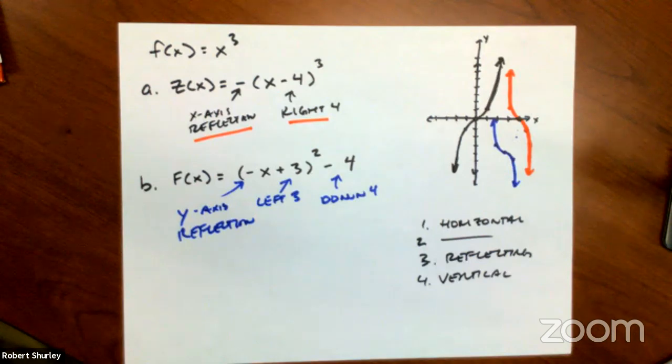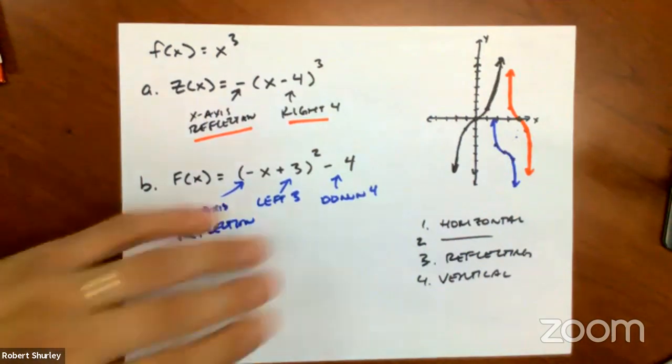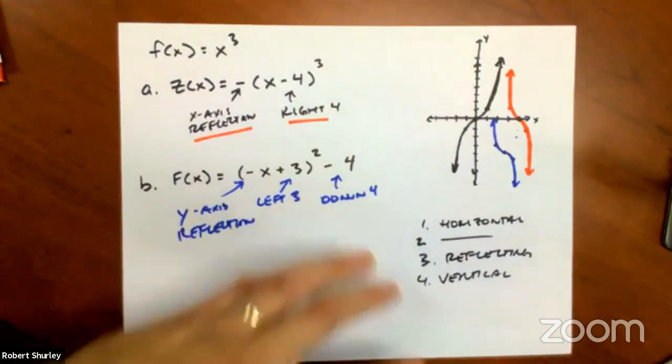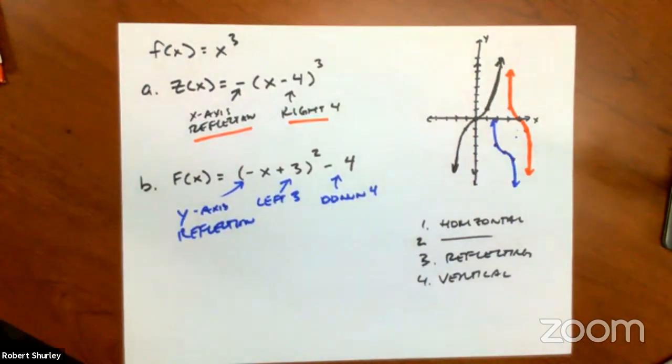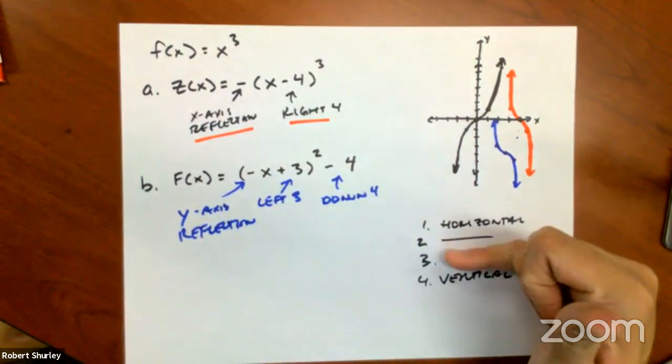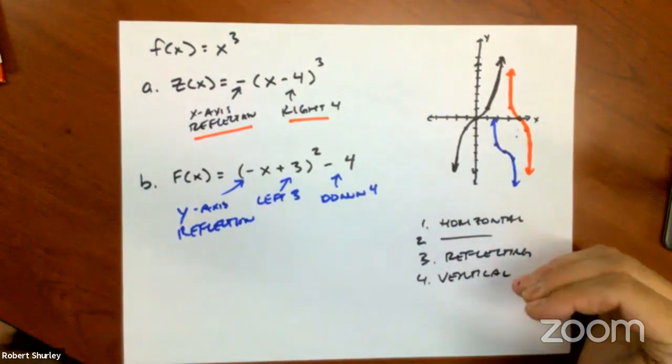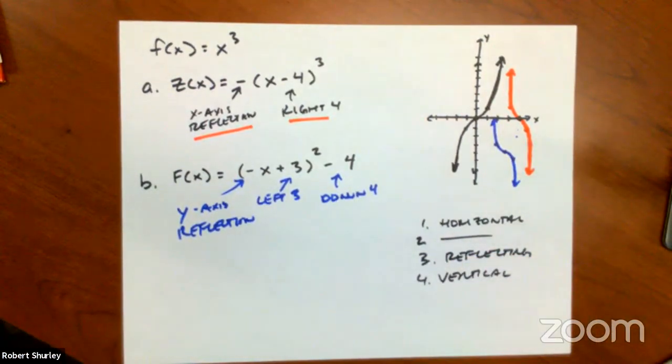You combine them all, it does get kind of weird. But if you follow the steps, the order is important. Really, order is important, not necessarily with just horizontal and vertical. Order is important when you include reflecting. That's when order really matters on these graphs.